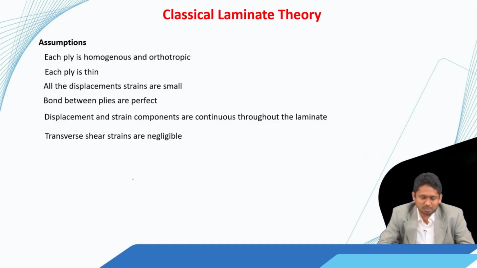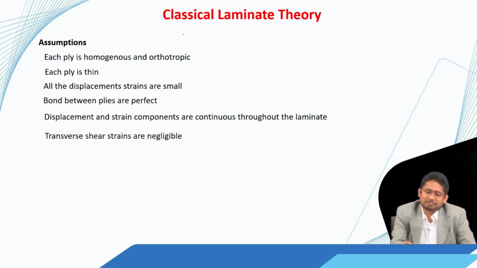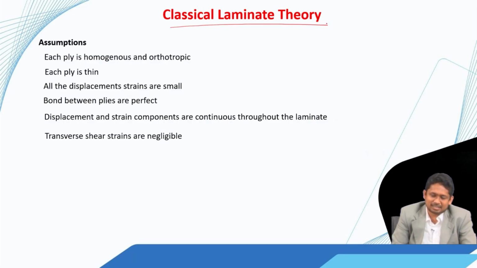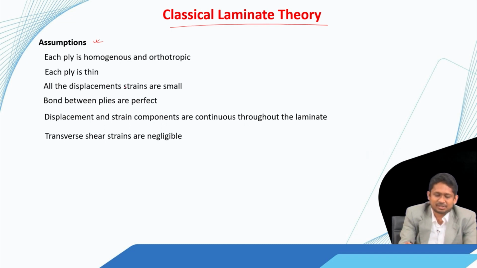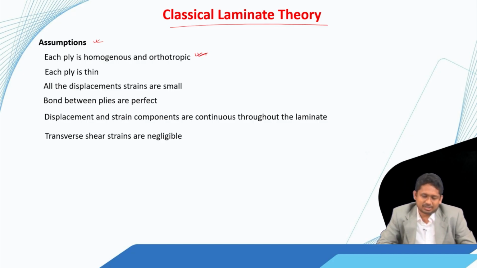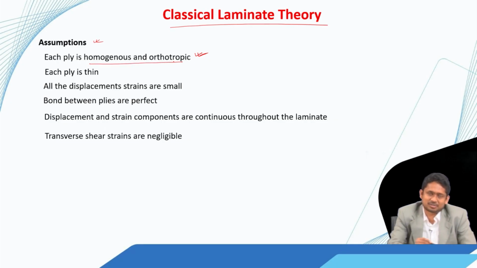So, we will do all these derivations or all these model reductions based on the classical laminate theory. Now, classical laminate theory has some assumptions. In fact, all these model reductions need some assumptions. So, here the assumption is each ply is homogeneous and orthotropic, and our last few lectures were about this only. So, our second week was devoted to make these plies homogeneous.